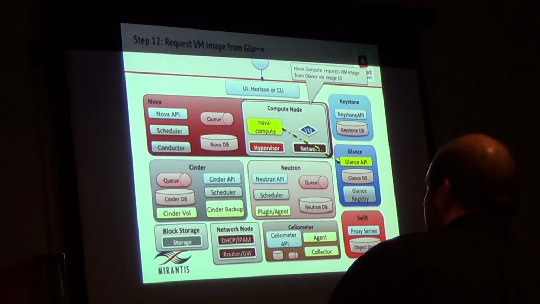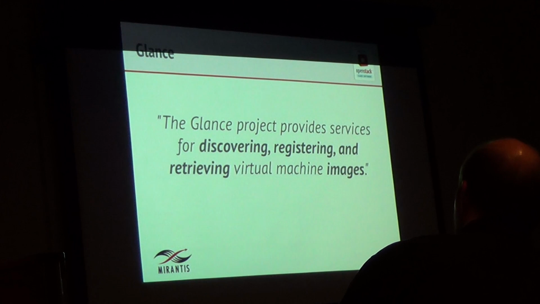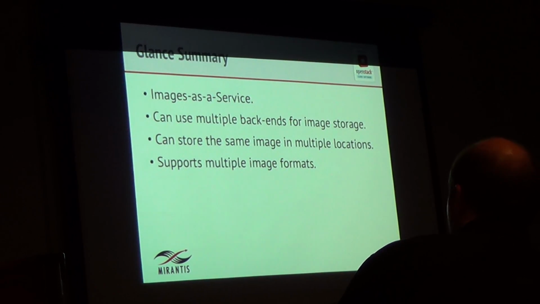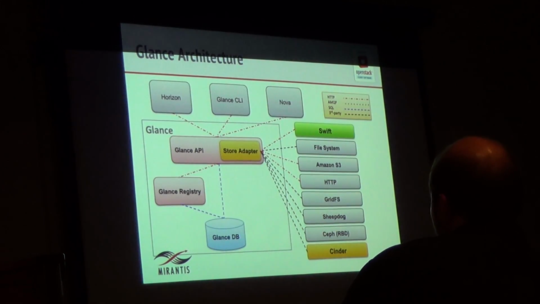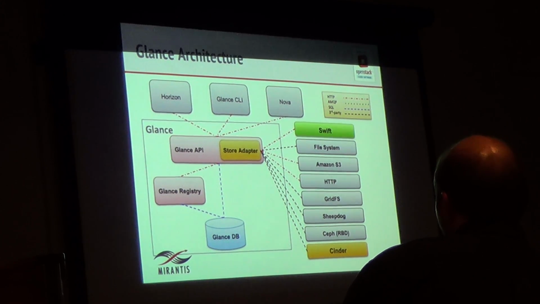Okay, so we're grabbing the image. This is retrieving the different images. I mentioned earlier that you can use multiple image backends with different images. So Swift, you can use your file system. There are lots of different options for where you actually want to store your images. Logically, there should be a way to do that.